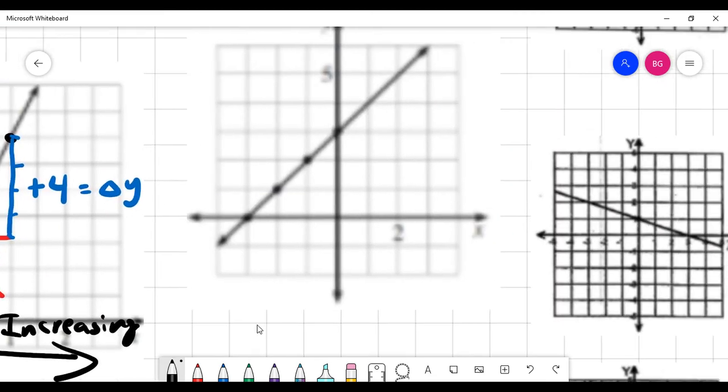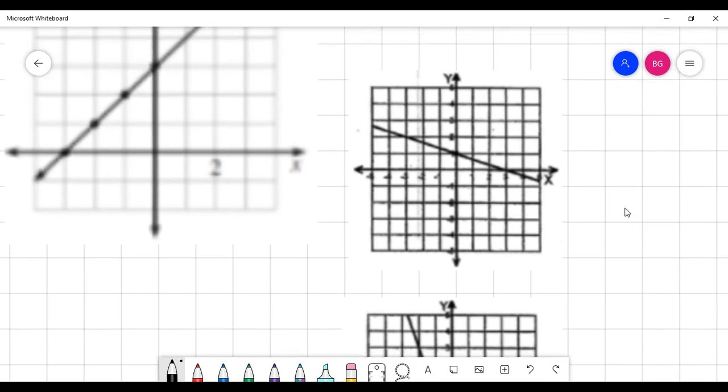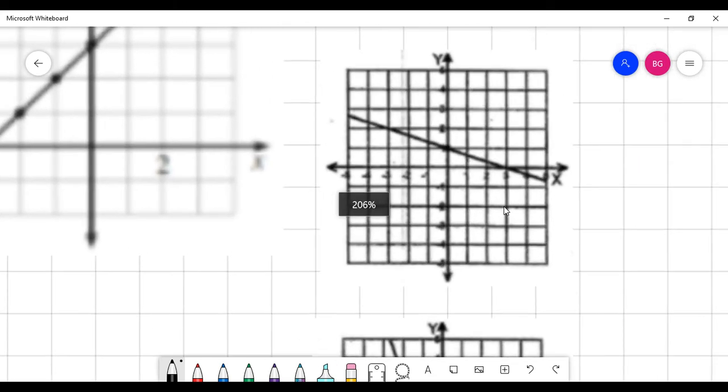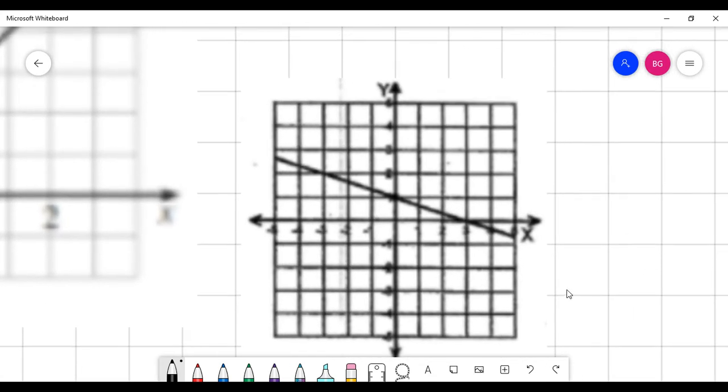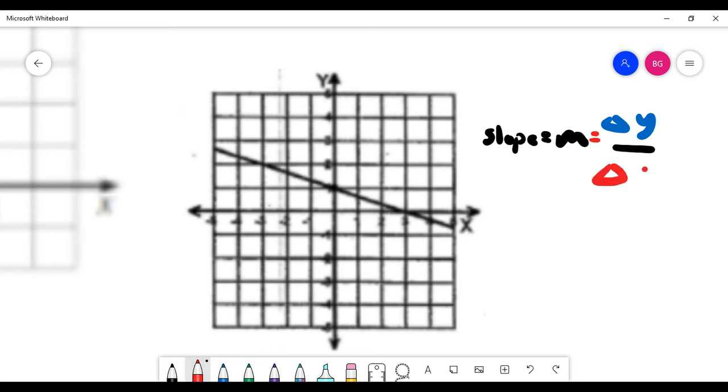All right, so let's take a look at another one here. Let's take a look down at this one right here. Okay, so we're going to do the same thing. We're going to find the slope. So we're going to find the m value. So slope, which is rise over run, if you want to think of it as that. So how much do you rise over how much do you run? Okay, we're going to do the same thing. I'm going to do my change in y over my change in x. Okay, and that's what we're going to find here.